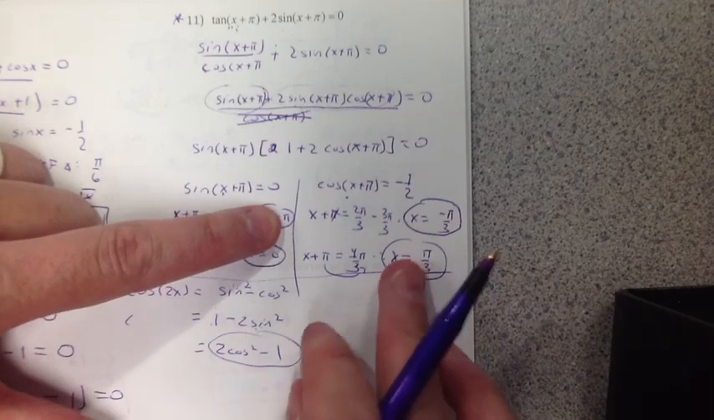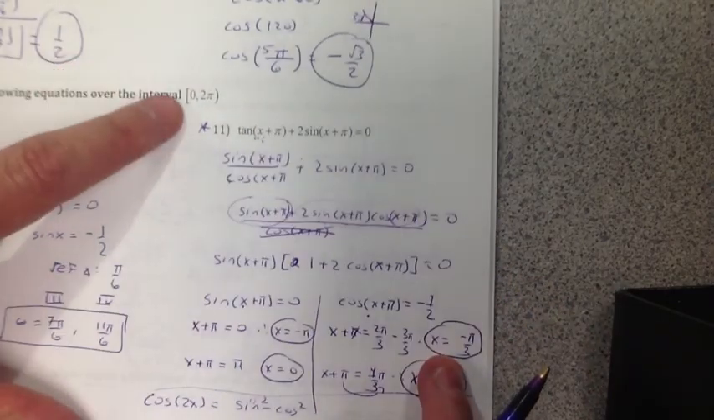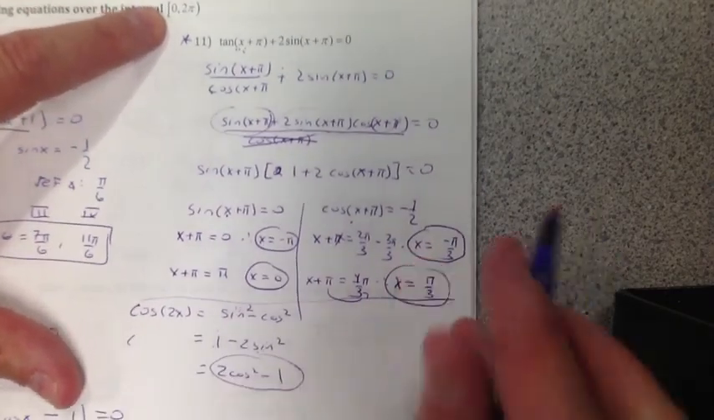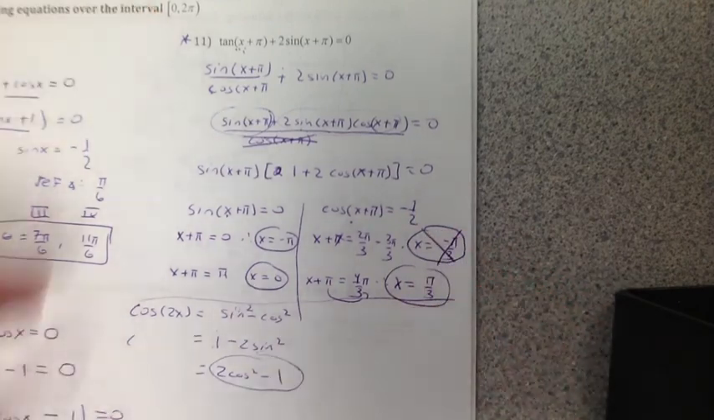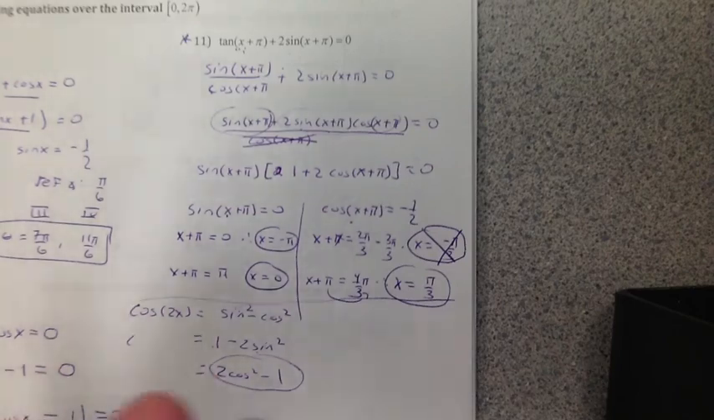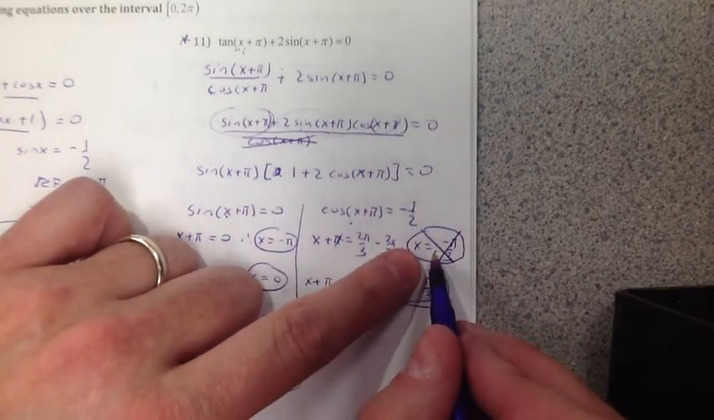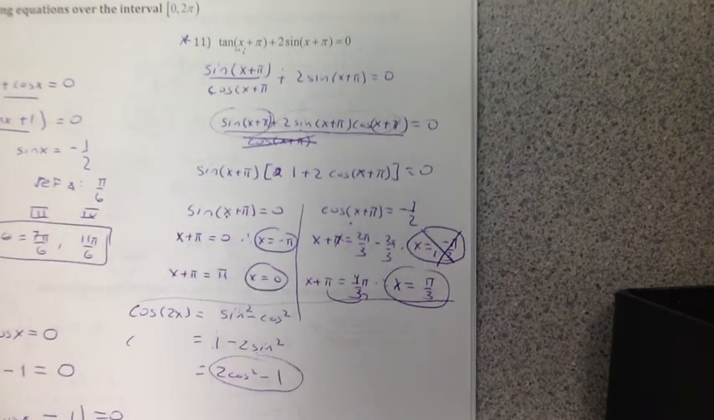Now be careful of our domain. We don't want negative pi over 3. We want between 0 and 2 pi. So this one is out of our domain. We don't accept it. Now some people will say, hey, can we use 5 pi over 3? Because remember that's the same as negative pi over 3. And that would be okay in some cases. But right now we want to make sure if we get a negative, we don't use it.